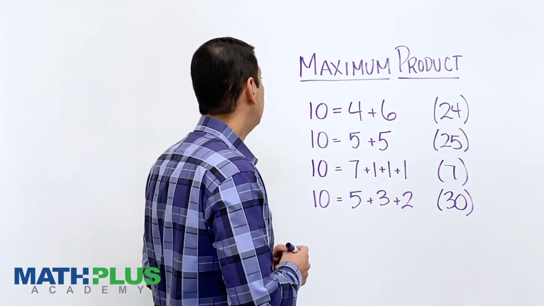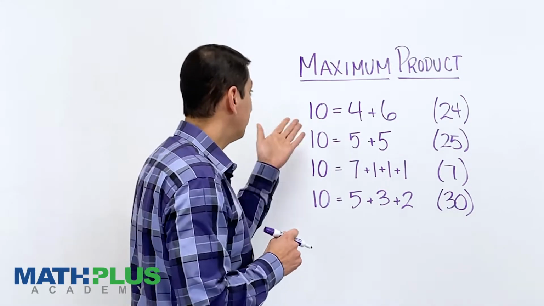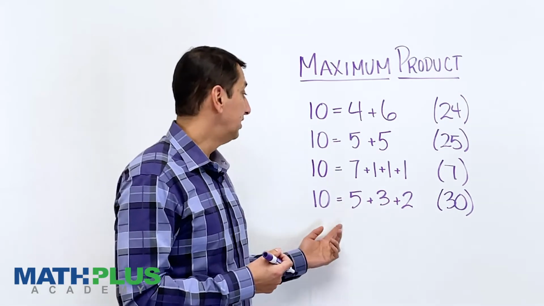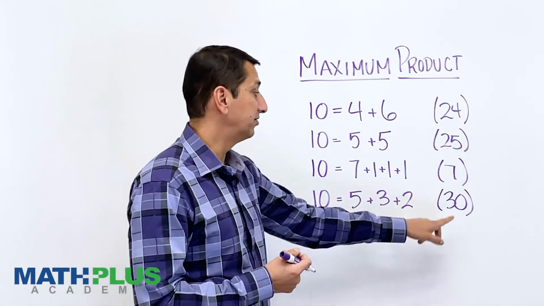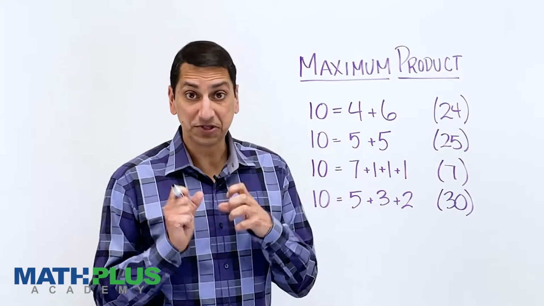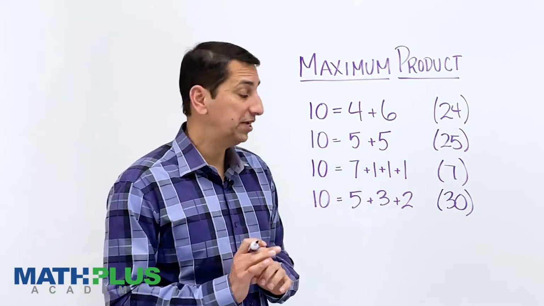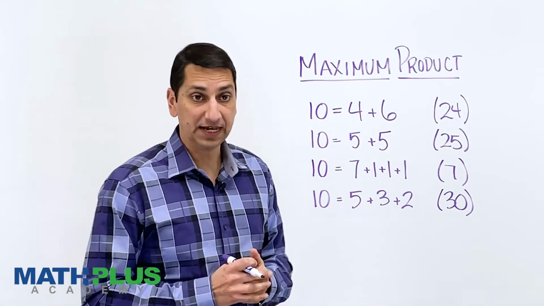I don't know. So we understand the problem from the Math Treat video. We're trying to take a number like 10, break it into some addends, and then multiply them together to get the maximum possible product of these addends. We're going to restrict ourselves for now to all positive whole numbers. So you can't use 2.5 or something like that.